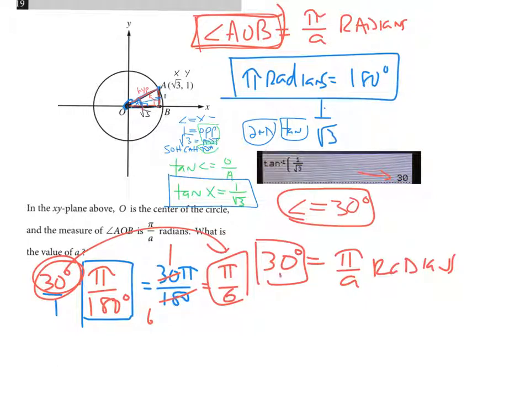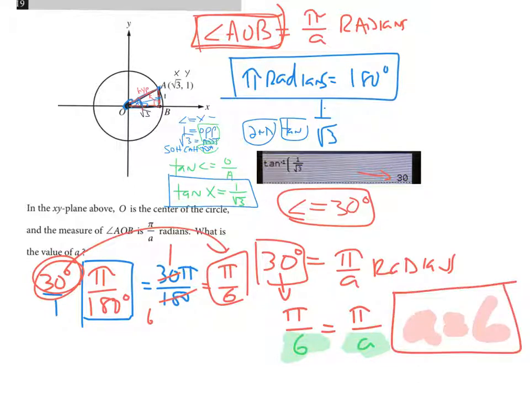Well, since 30 degrees is pi over 6 radians, and the question said that angle is equal to pi over A, in this case A is going to be 6. So that one dealt with trigonometry and SOHCAHTOA.